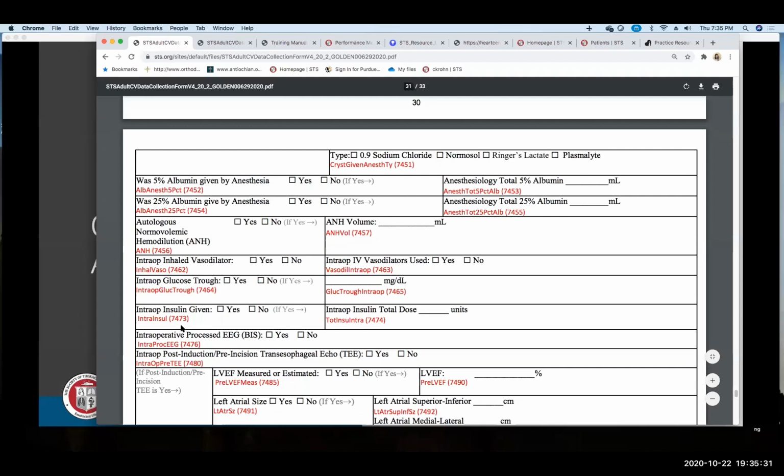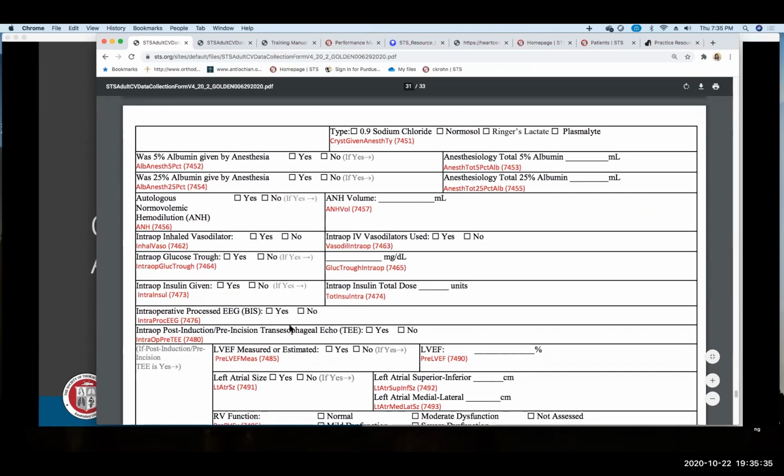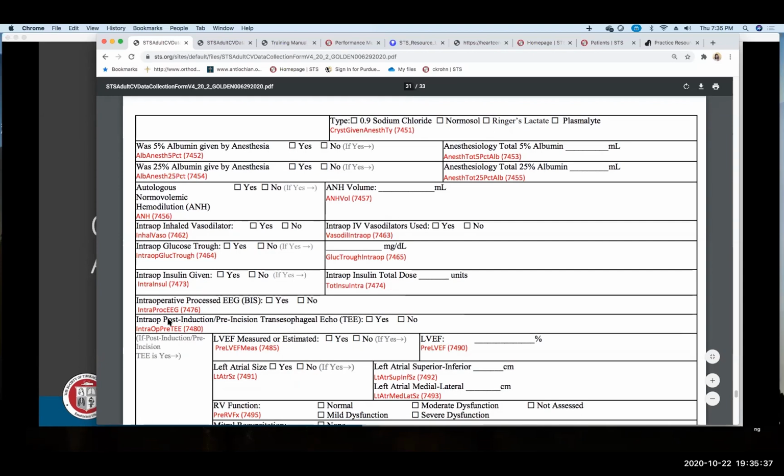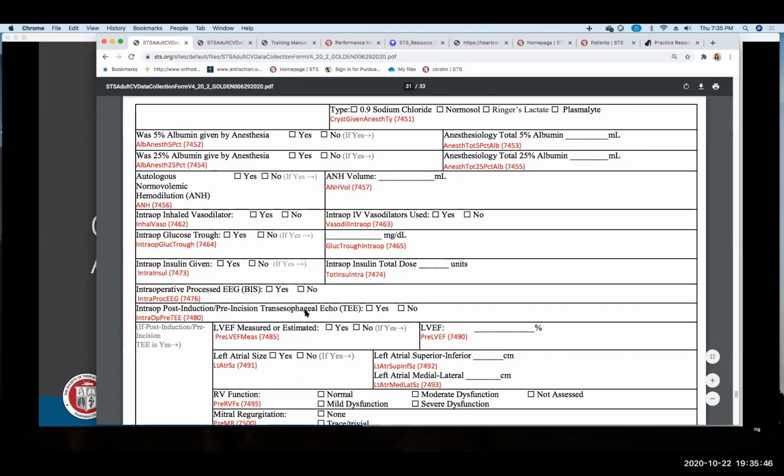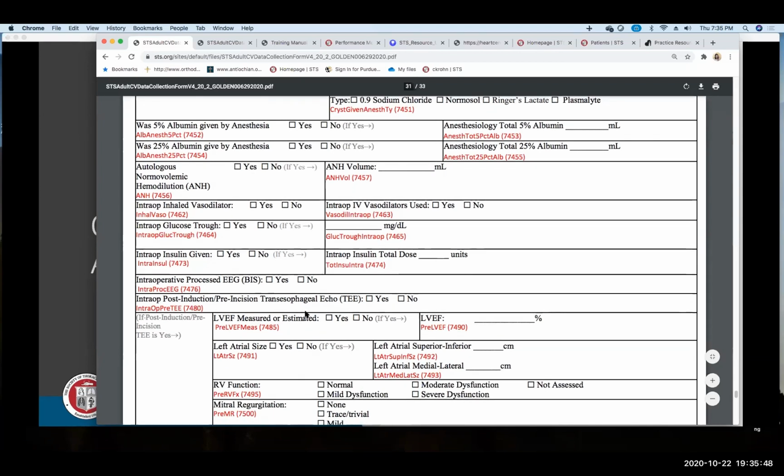We look at the EEG, the intraoperative processed EEG or BIS, and then the intraoperative post-induction pre-incision TEE. And if that was performed, then the following questions. This is different than what is captured in the operative section of the data collection form, in that we look at the post CPB TEE in that section.